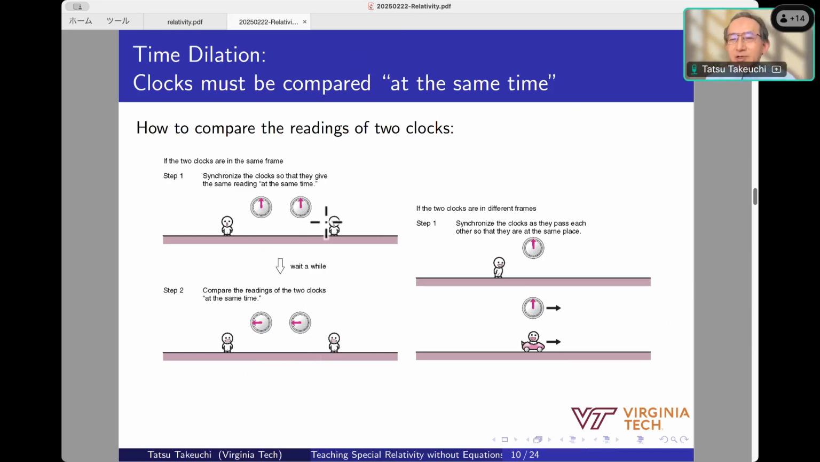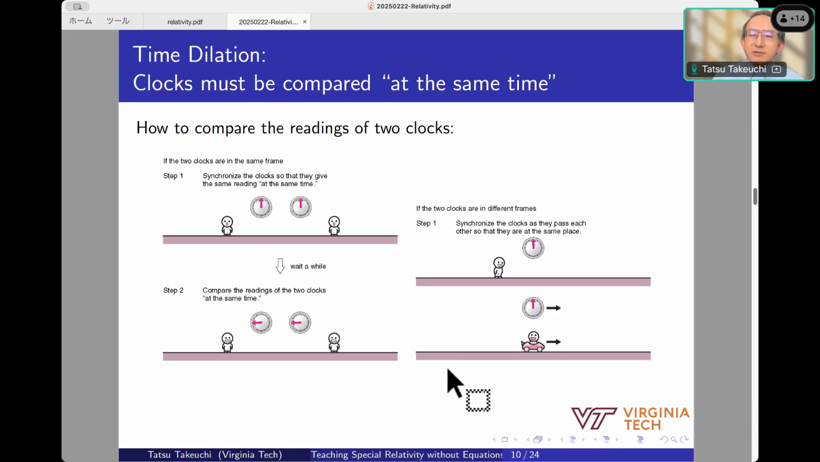Now if we're comparing the readings of two clocks that are at rest with respect to each other, we can just let them sit right next to each other and compare their readings at the same time at any time we like. But if we are trying to compare the readings of two clocks that are not in the same frame of reference, then we have a problem, because we first need to make sure that they're giving the same reading in the beginning, and then we need to compare the readings sometime later to see if the readings are still the same or not. Everybody okay with that?